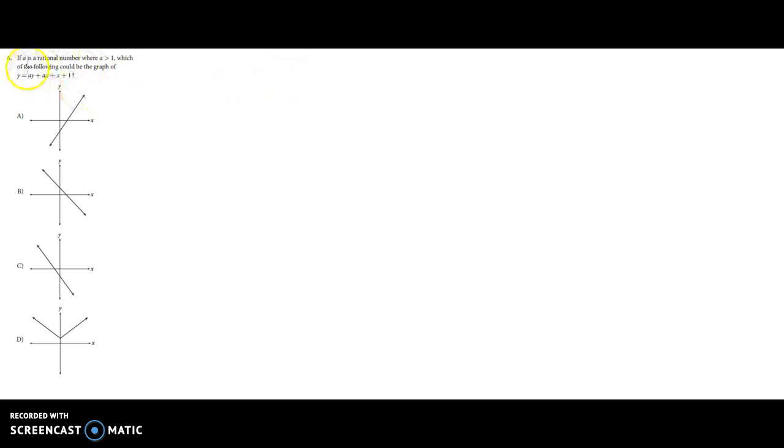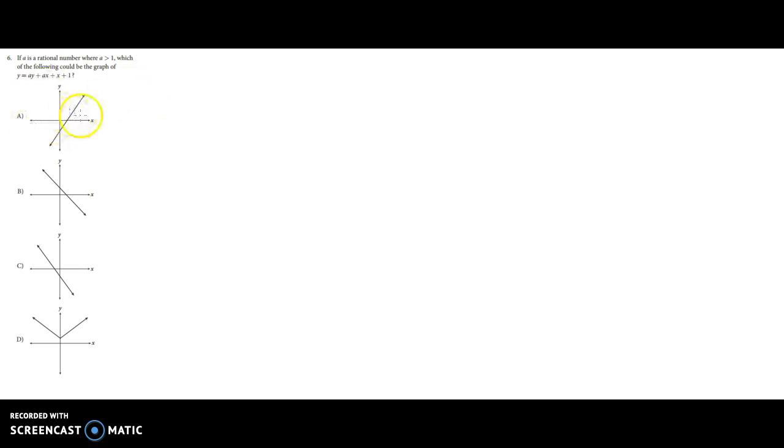This one says if A is a rational number that's greater than 1, so basically it's a positive number, which of the following could be the graph of y equals ay plus ax plus x plus y? Okay, this is going to be kind of irritating, but let's look at this. Let's look at our options here.